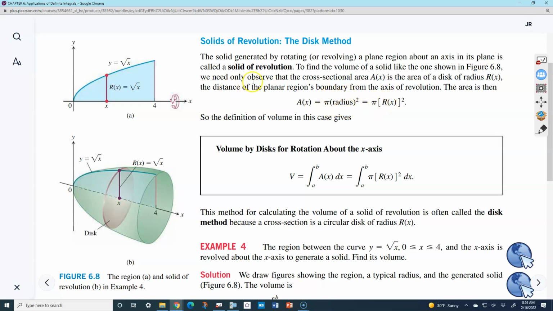But here, in this case, the radius of the circle is changing. And if we can have it change according to a definition that includes x in it, then we're going to be able to do the integral to find the volume. So notice this interesting curve right here. But you're taking that curve and you are revolving it around the x-axis.